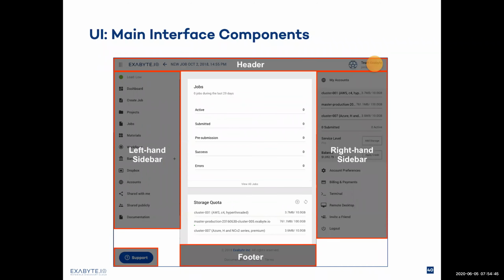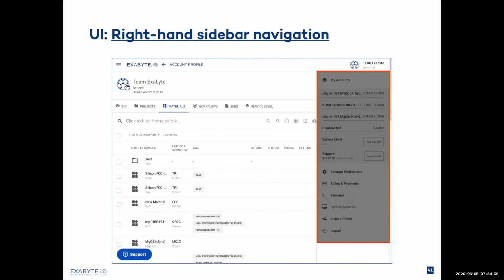The third component I wanted to mention is the right-hand sidebar, and we can open it by clicking on the name of the account in the top right corner. And here we have the account preferences, the billing information, and the alternative connection methods like the web terminal and the remote desktop.